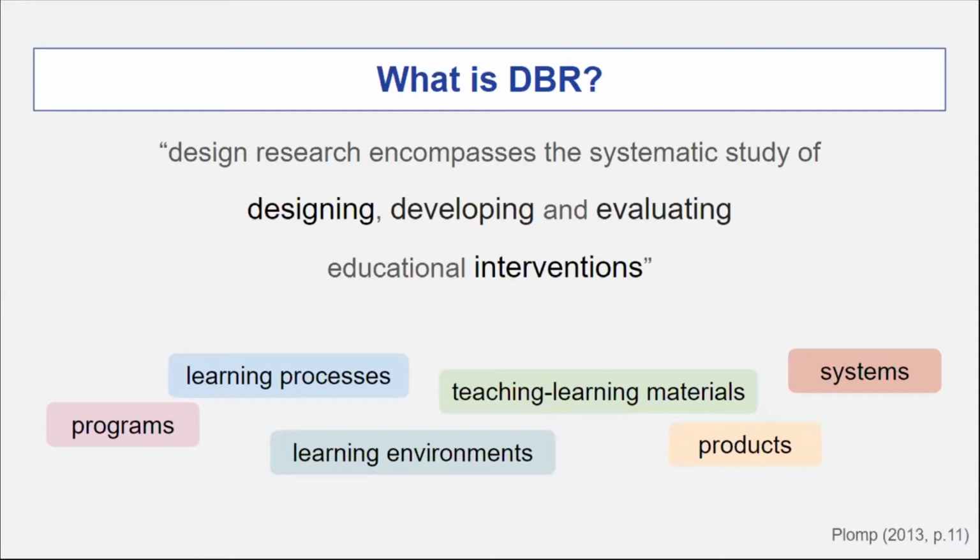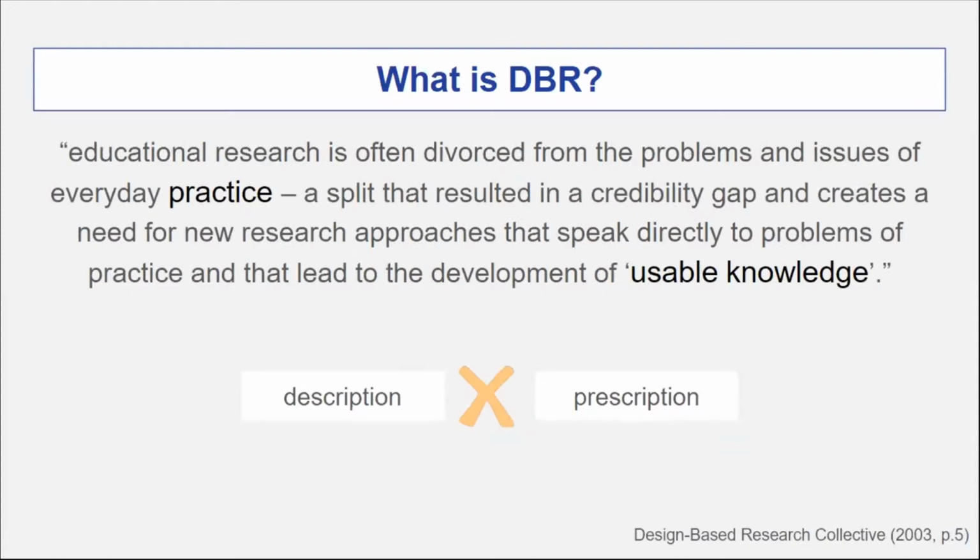Researchers have argued that there is a lack of relevant research in the area of education, and there is a need for a research design that addresses problems in real practice. The Design-Based Research Collective, for example, states that educational research is often divorced from the problems and issues of everyday practice, a split that resulted in a credibility gap and creates a need for new research approaches that speak directly to problems of practice and that lead to the development of usable knowledge.